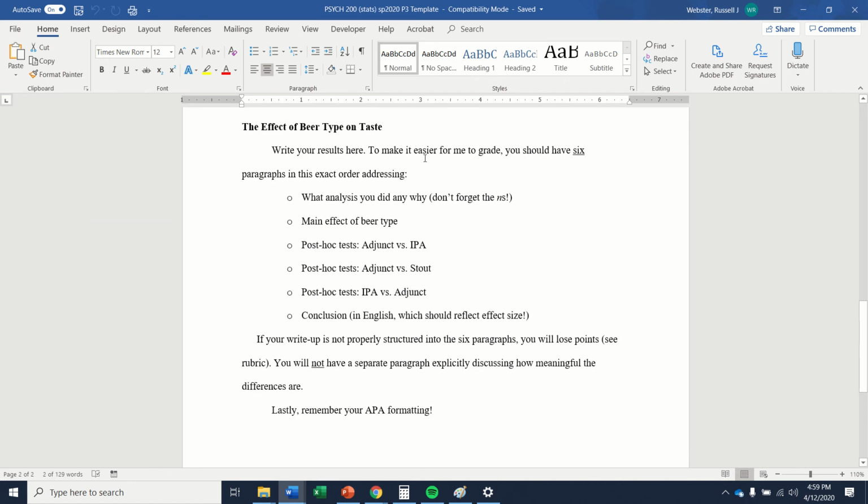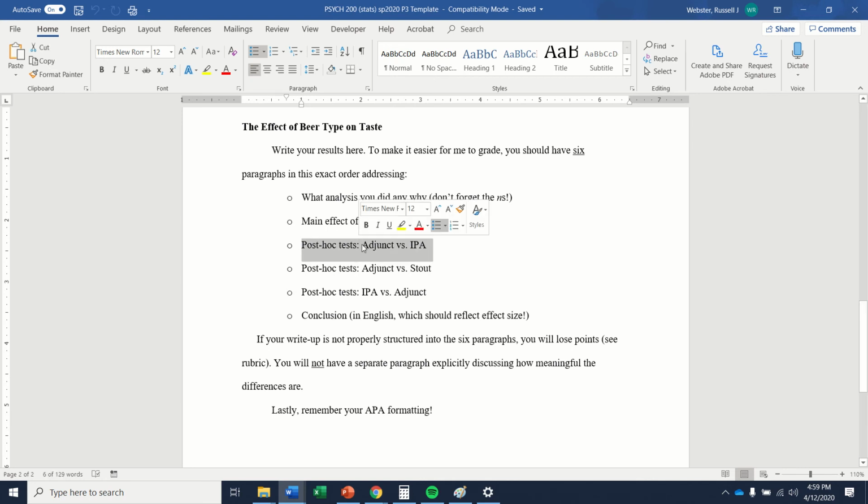And so to make it easier for me to grade, you should have 6 separate paragraphs in this exact order, addressing first what analysis you did and why, and don't forget the Ns. Second paragraph, you should talk about the main effect of beer type. And then regardless of whether we have a main effect of beer type or not, you're going to write 3 separate paragraphs on the post hoc test, on each post hoc test.